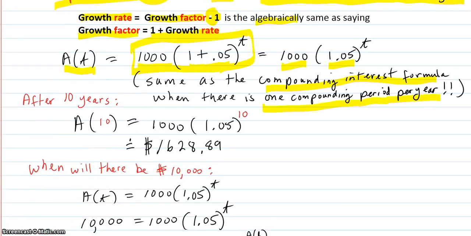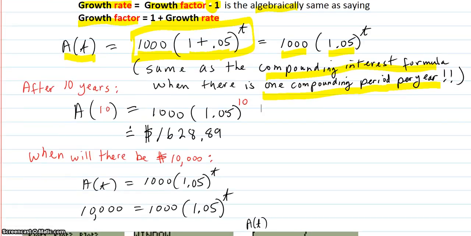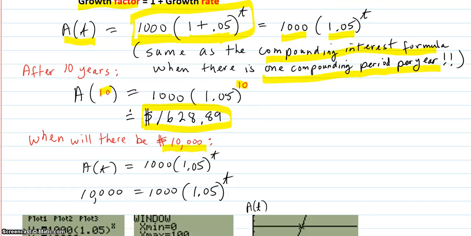Okay. After 10 years, it asks for what the amount would be, so you put that in the function, work the calculator, and you get about this amount of money, $1,628.89. When will there be $10,000 in the account?